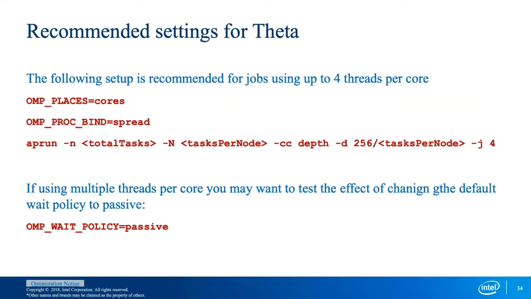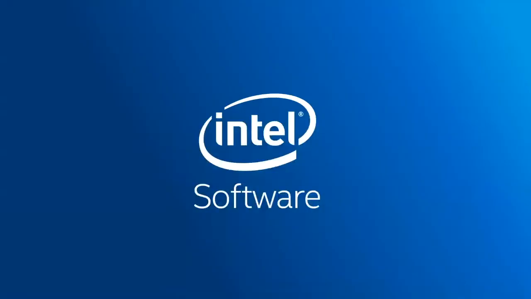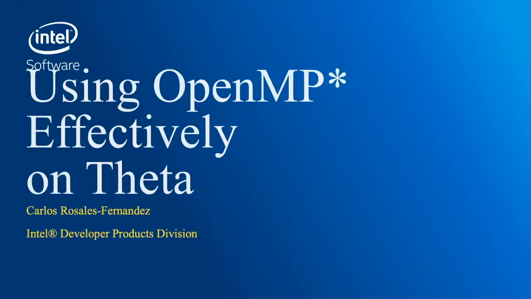Now, if you're using lots of threads, particularly if you're using many threads per core, you might want to try this variable, OMP_WAIT_POLICY equals passive. That can sometimes help you with some of the synchronization overhead. So it might be worth checking if you see that you're having scalability problems with OpenMP. And that's all. Any questions?